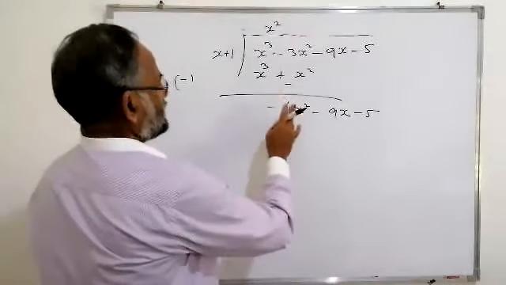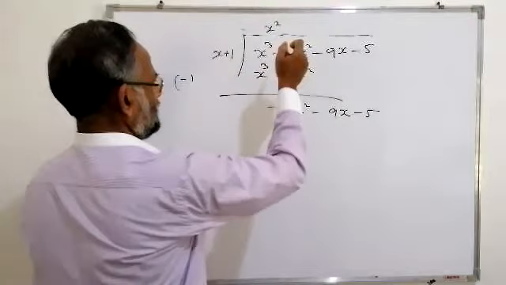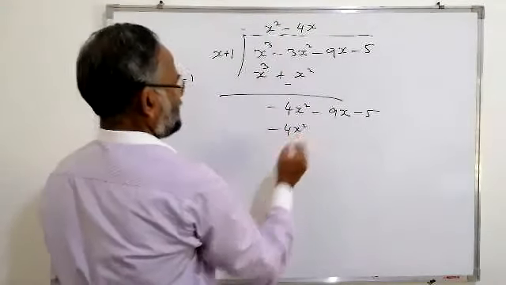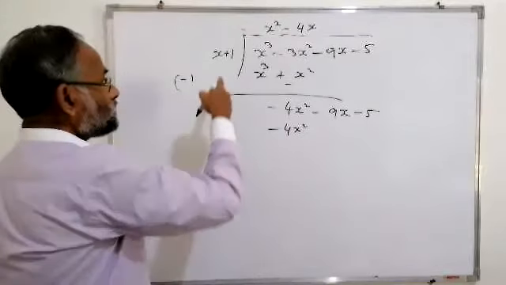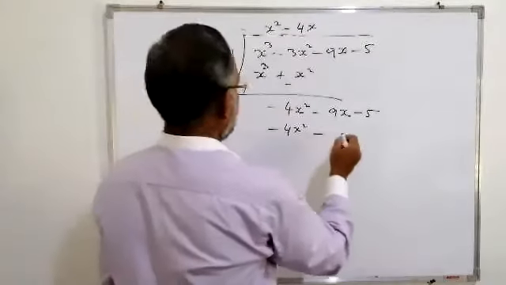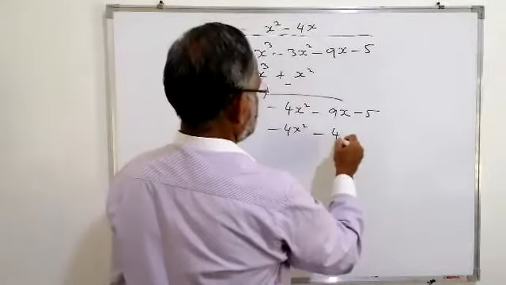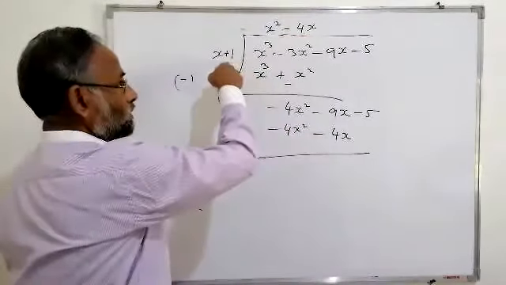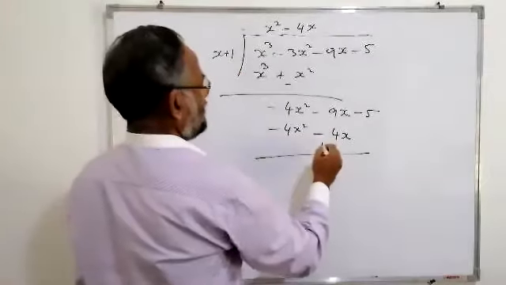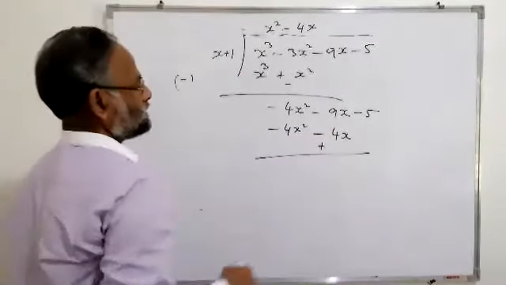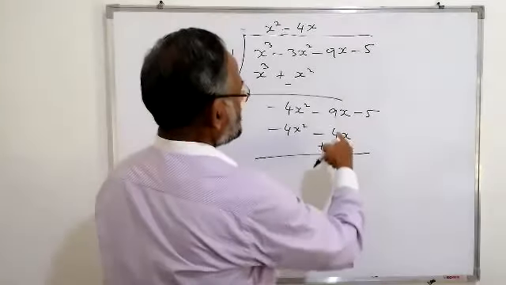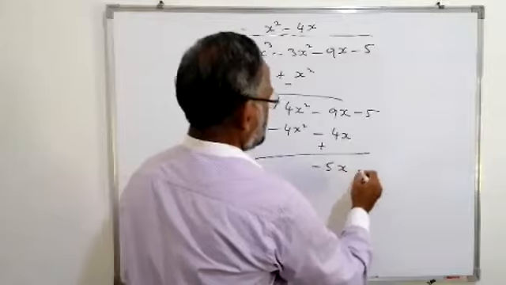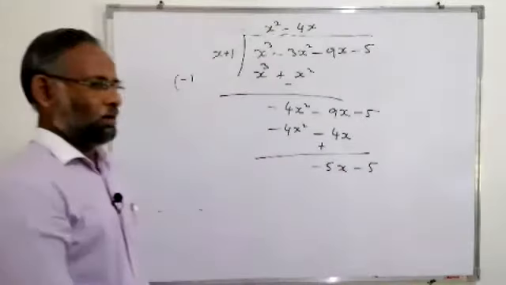Again, minus 4x squared divided by x, that means minus 4x. Exactly the same thing you can write. Minus 4x into 1 is minus 4x. Minus will be plus because of the subtraction. Minus 9 plus 4, that means minus 5x. Bring down minus 5.